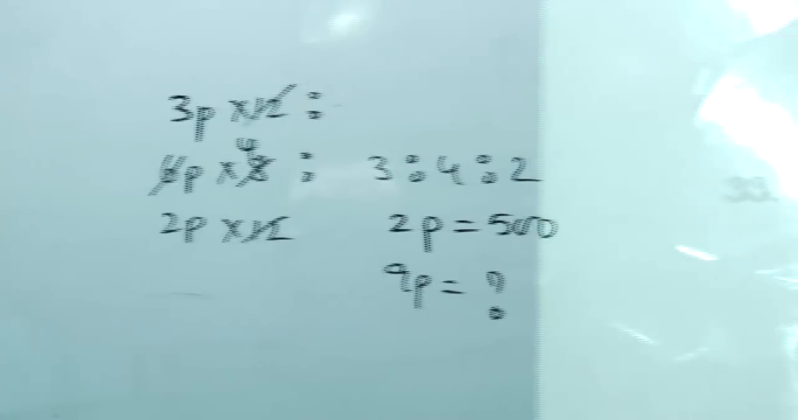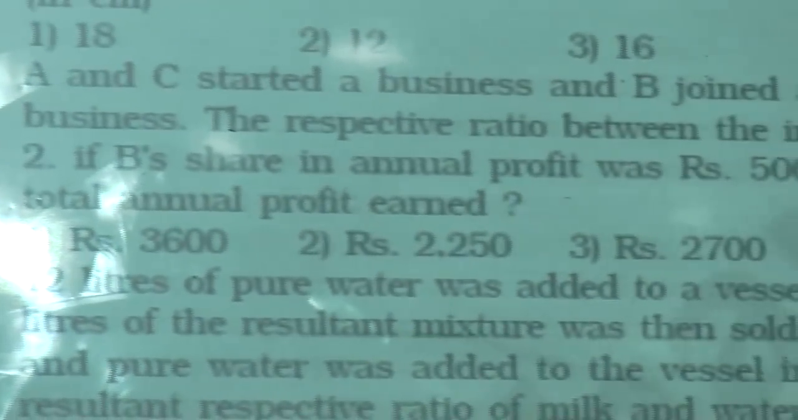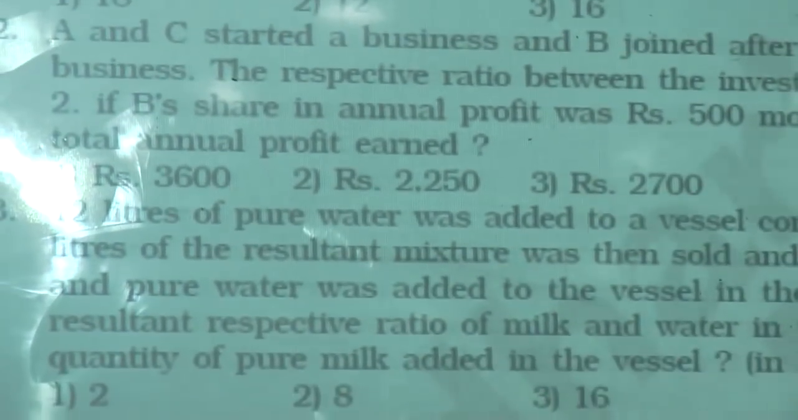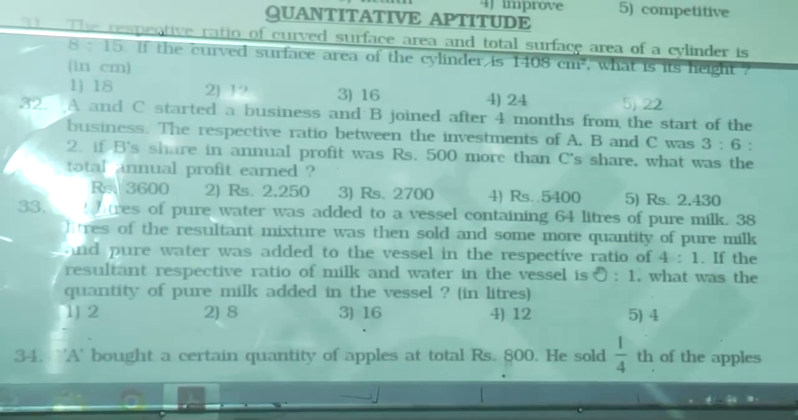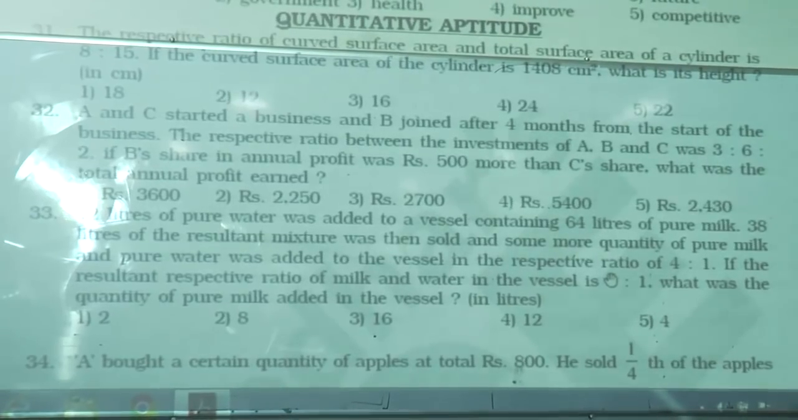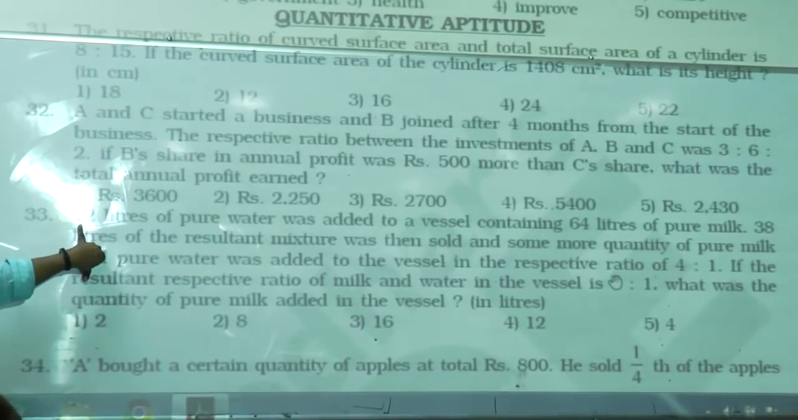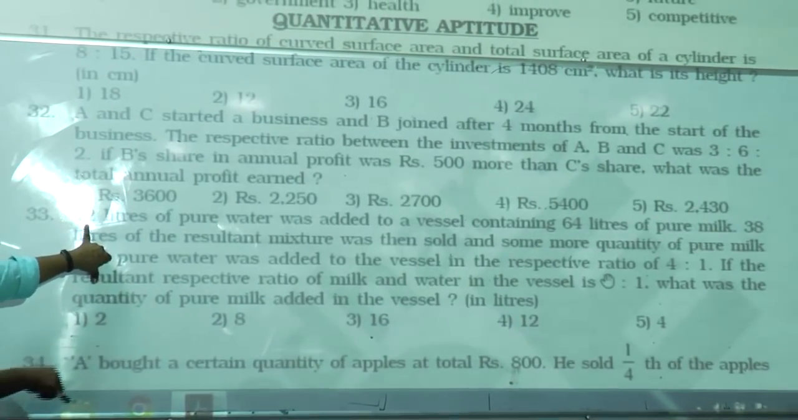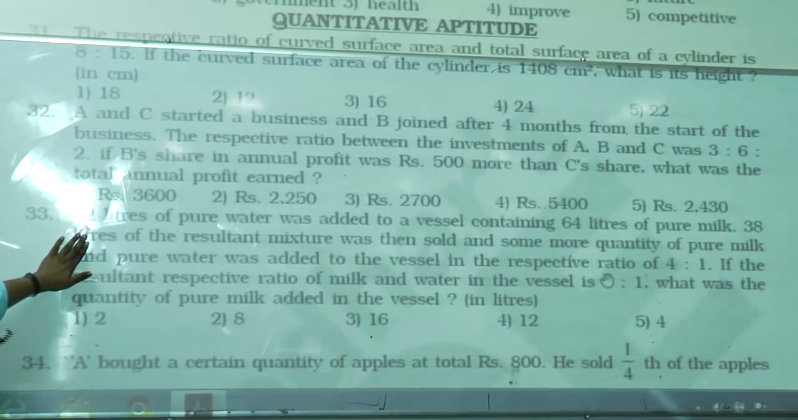Next, 12 liters of pure water was added to a vessel containing 64 liters of pure milk. So how much total quantity do we have now? 76 liters. 38 liters of this resultant mixture was then sold. Half the quantity is gone, in the sense half of the pure water is left with us. 6 liters of water and 32 liters of milk we have now.